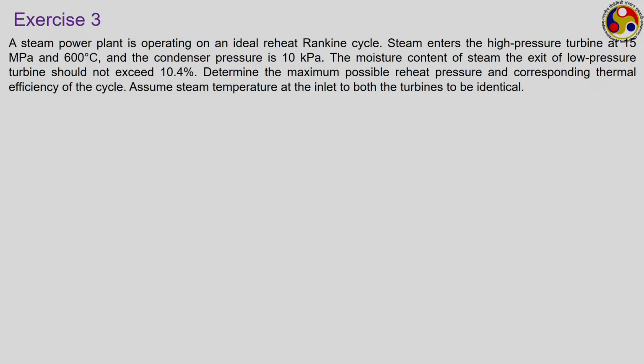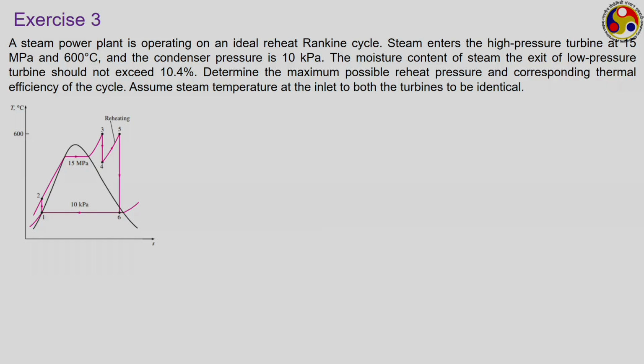One numerical example again can be considered just to demonstrate the effect of reheating. Here we are talking about a steam power plant operating in an ideal reheat Rankine cycle. Steam enters the high pressure turbine at 15 MPa and 600 degrees Celsius. So, here the point state number 3 corresponds to 15 megapascal, which is the boiler pressure, and 600 degrees Celsius. So, from there we can easily calculate H3 and S3. I shall not be putting the numbers, I am leaving it up to you.